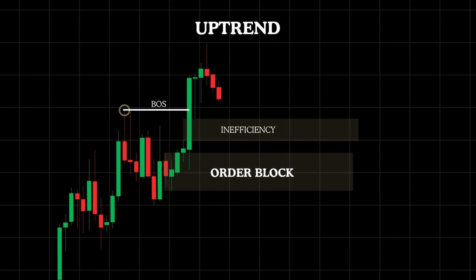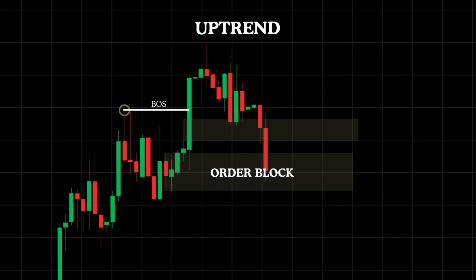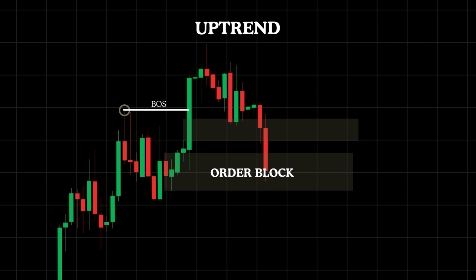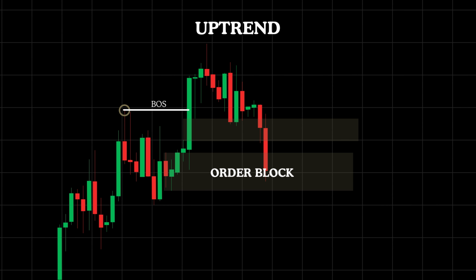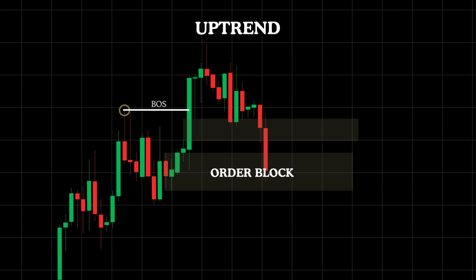Now here's where discipline matters. We don't enter just because we spot an order block. We wait. If the price retraces to that level, that's our cue to pay attention. If not, we let it go. No chasing setups, no forcing entries.